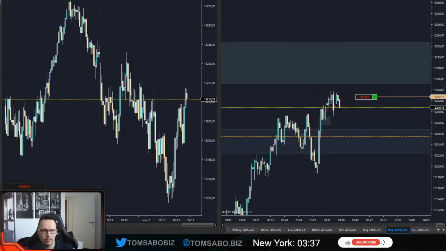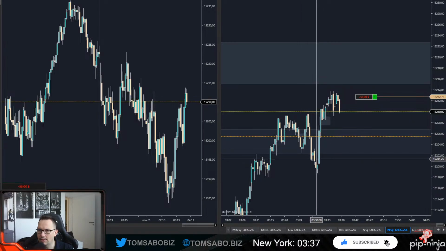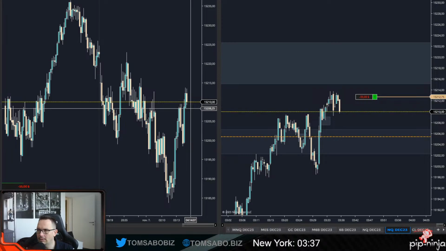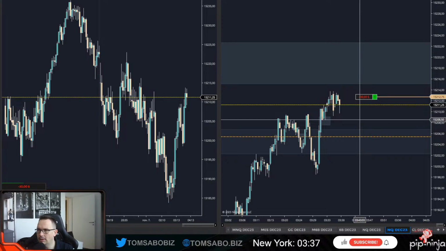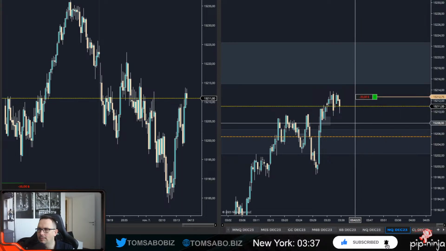The algo was sweeping some liquidity in this area. You can still go back down there. Actually, the 208 level could be interesting. 0850. Yeah. I'm just gonna leave it there.